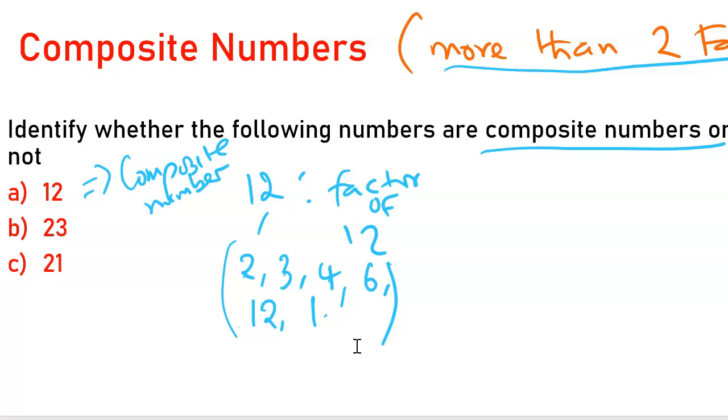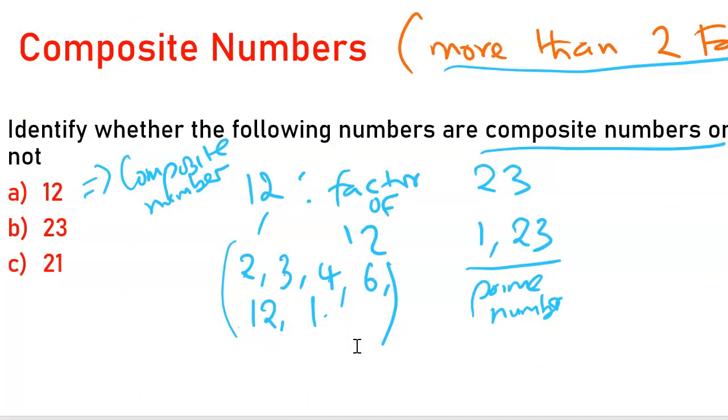Okay, let us look at 23. 23 is divisible by 1. It's not divisible by 2 or 3 or 4 or 5 or any other number except itself, which is 23. Because it has only 2 factors, 1 and itself, this number is actually a prime number and not a composite number.